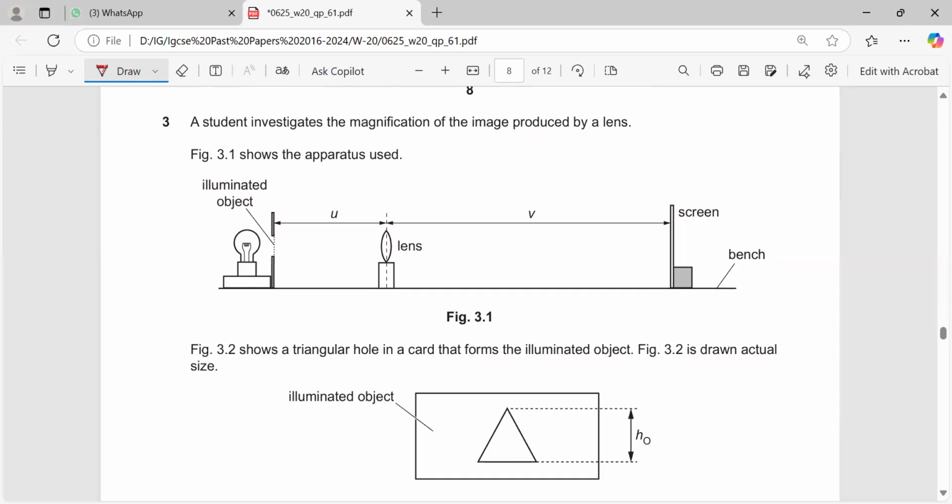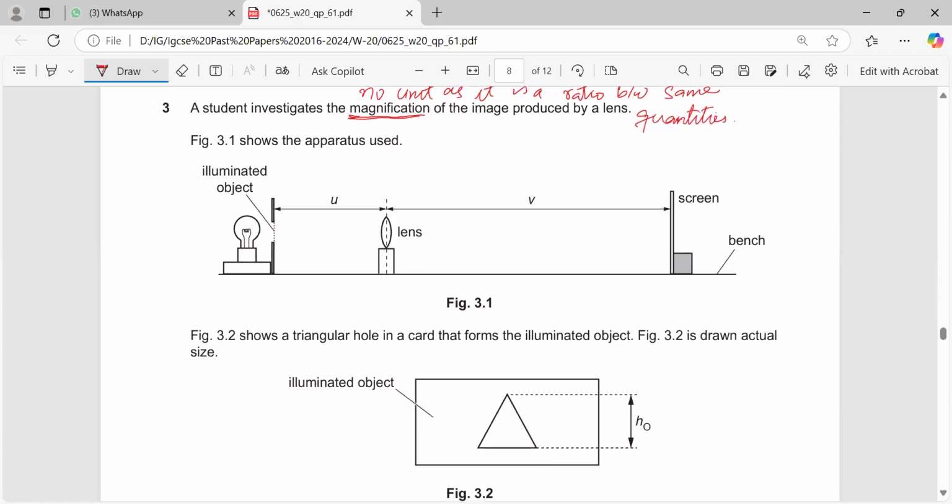A student investigates the magnification of the image produced by a lens. And again, magnification is one of the physical quantities in the syllabus, which has no unit, as it is a ratio between same quantities. Figure 3.1 shows the apparatus used.